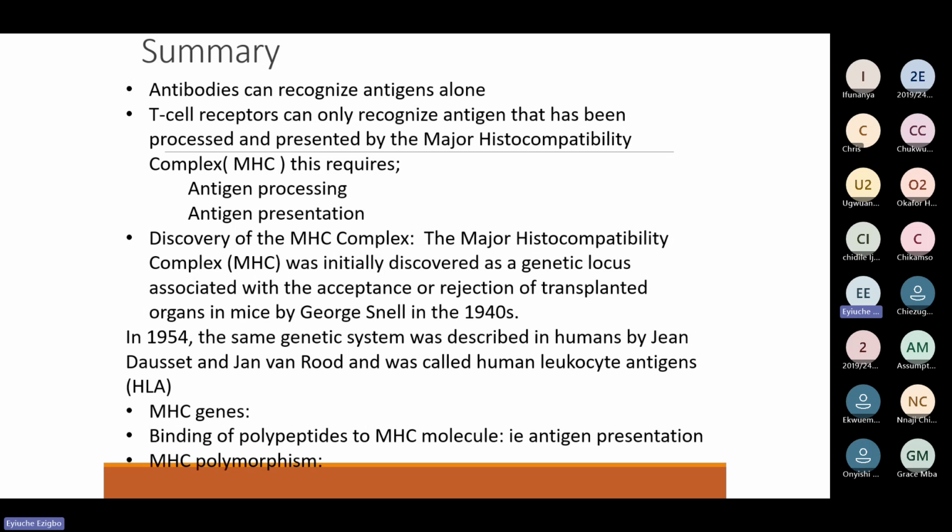Inasmuch as the antibodies can recognize antigens, for the T cell to participate in the immune system of the body, the antigen has to be processed and presented on the MHC molecules. That is how the cytotoxic T cells and the T helper CD4 cells can help in the body's immune system. And we say that the MHC molecule, remember, plays a role in the adaptive immunity of the body.